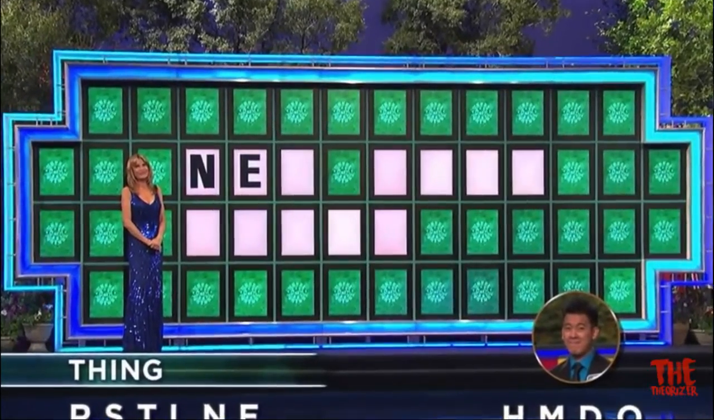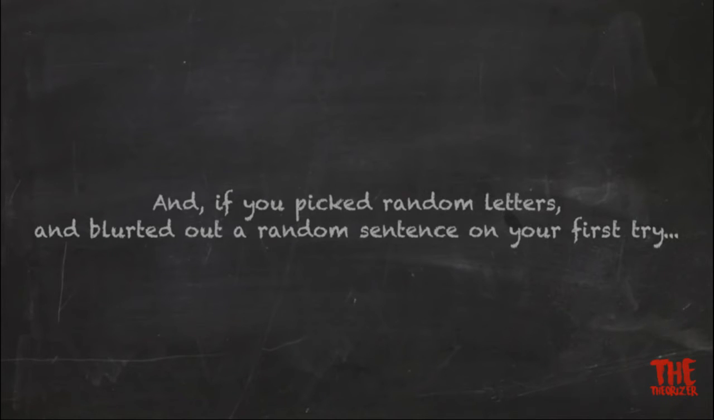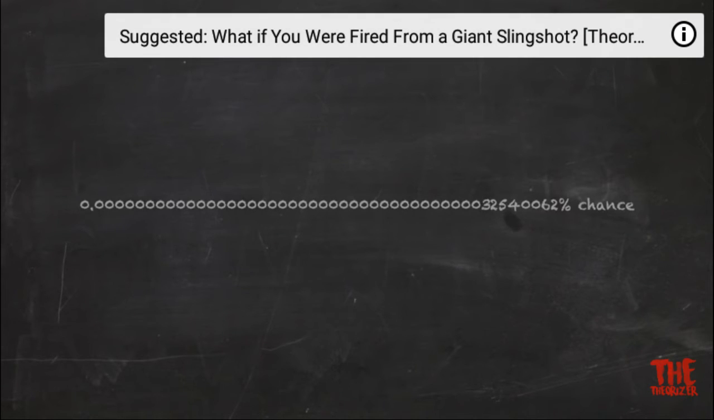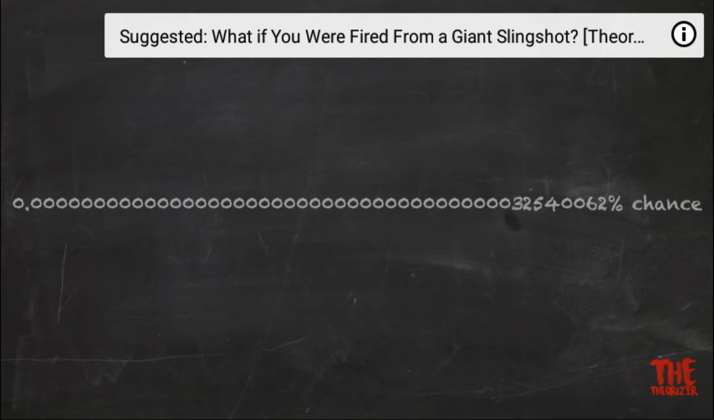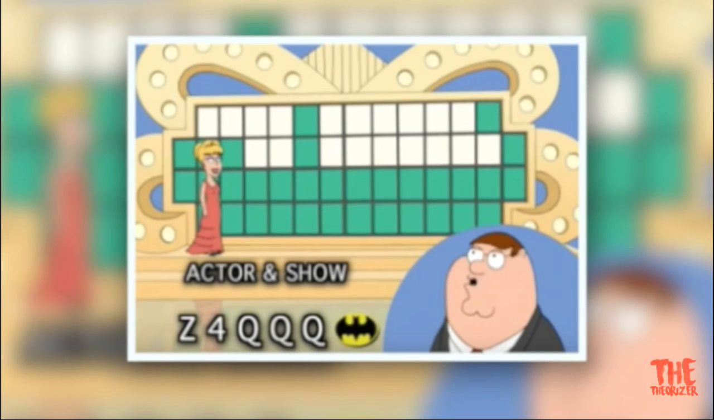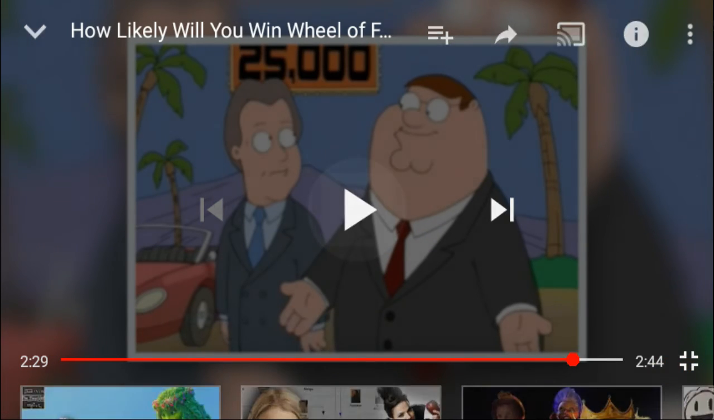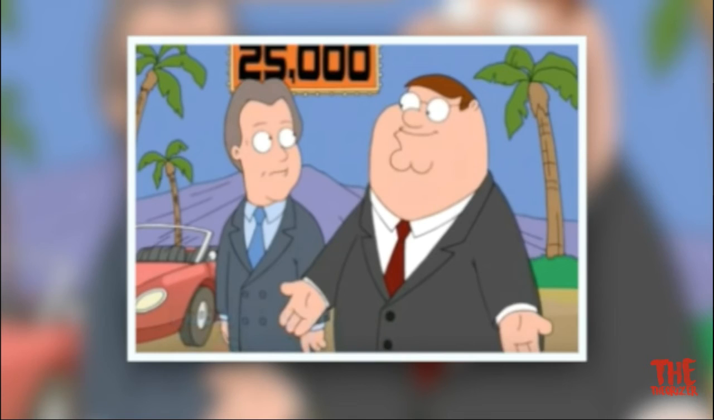we're left with how likely you are to win Wheel of Fortune by winging it. And if you pick random letters and blurt out a random sentence on your first try throughout all 8 games, hit the million card on your first spin, and randomly spin the million slot on the bonus wheel, you'll have a 39/0th chance of winning. Oh. How infinitesimally underwhelming. Is it Alex Karras in Webster? I don't believe it. Oh my god, I just took a shot! Holy crap! Oh my god. That's incredible. Peter Griffin, truly you are an underachieving genius. Until next time, I'm the theorizer.